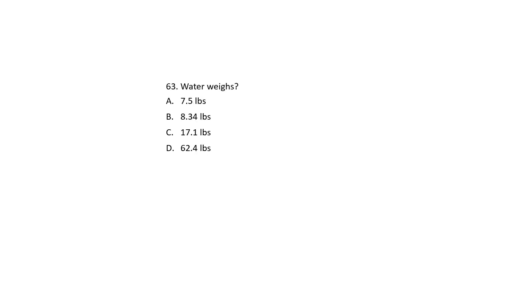Water weighs 7.5 pounds, 8.34 pounds, 17.1 pounds, or 62.4 pounds. The answer is B, 8.34 pounds. These other numbers sound familiar when it comes to water. That's because 7.5, or 7.48, is gallons per cubic foot. The 17.1, it's 1 grain per gallon equals 17.1 milligrams per liter.